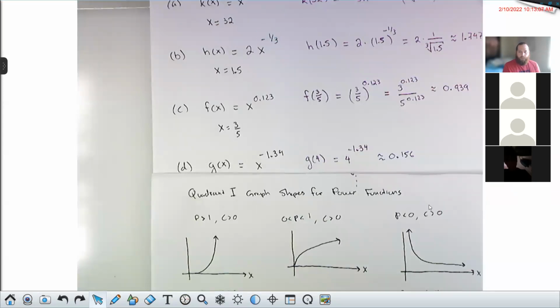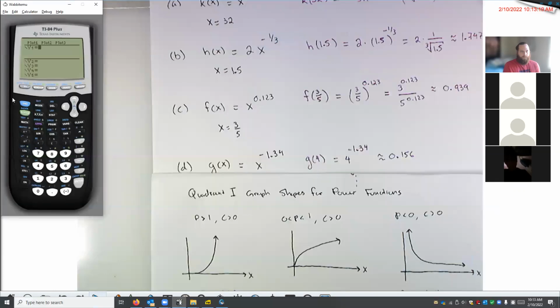-1/3 is less than 0, right? Less than 0 just means negative, greater than 0 just means positive. So because the power here is less than 0, I expect, at least in quadrant 1, the graph to have approximately this shape. Let's see what we get. 2 times x raised to the power of, parentheses, -1/3. Oop, I typed 13, not 1/3. So that would have been divided by 3. There we go. Now close bracket. All right. Hitting graph.